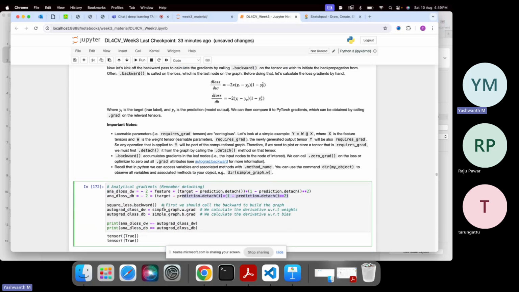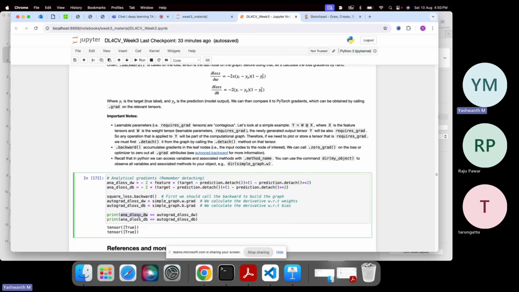That's it. We compute the gradients using PyTorch autograd with loss dot backward, square loss dot backward. This is important. Once we compute it, we get the gradients through the graph, and basically this is the model. Call it graph dot w dot grad. That gives us this variable dw, similar to db. Here we check if the analytically computed gradient matches our PyTorch system. If it matches, it's true. That's it.